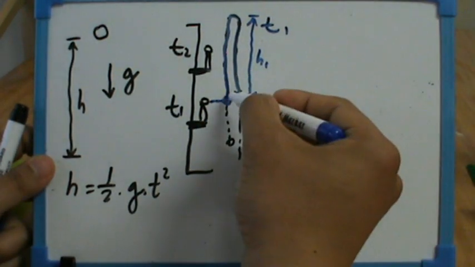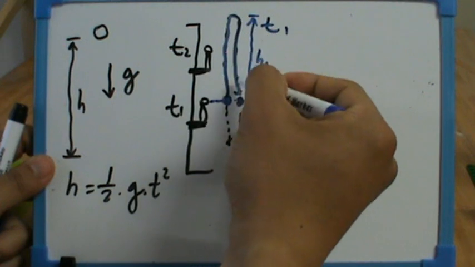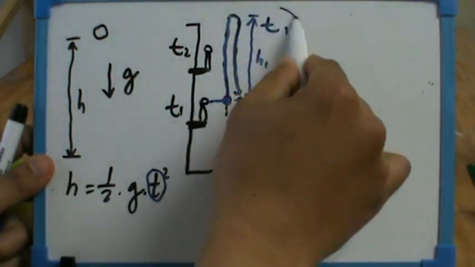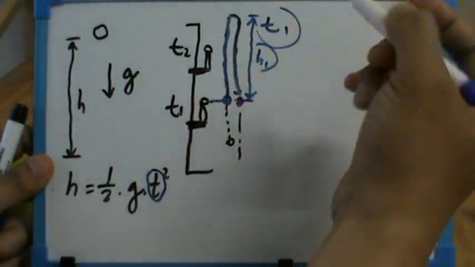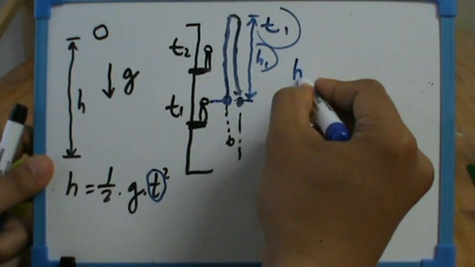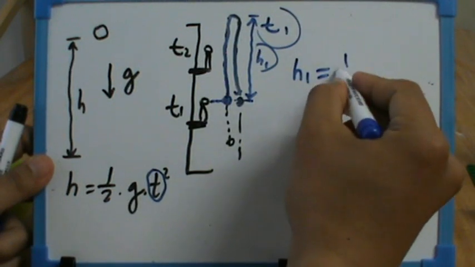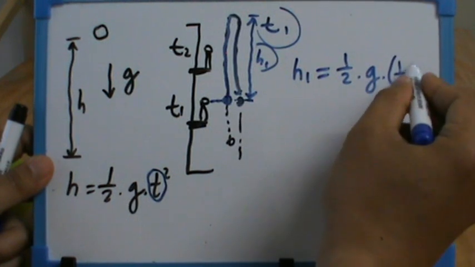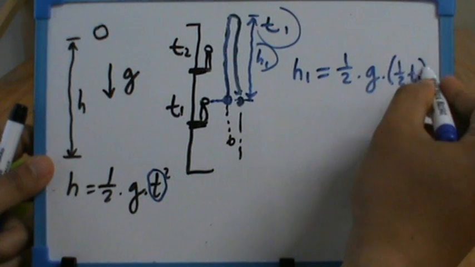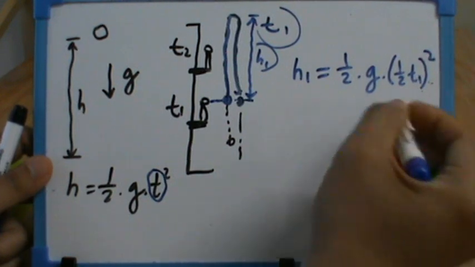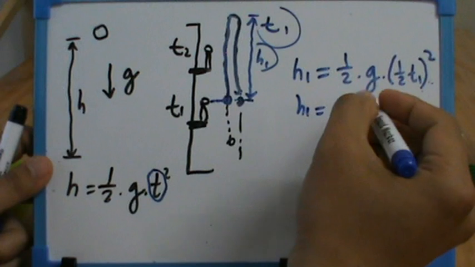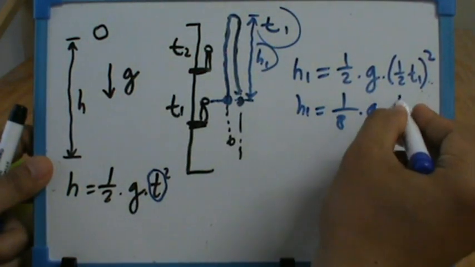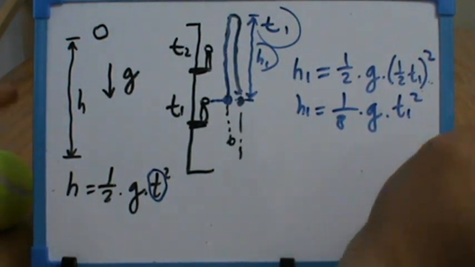Okay, again T1 is here, so that's twice the time here. So be careful when we plugging this information into this formula. It will be h1 is equal to half times g times half T1 square. Now we will have that h1 is 1/8 g times T1 square.